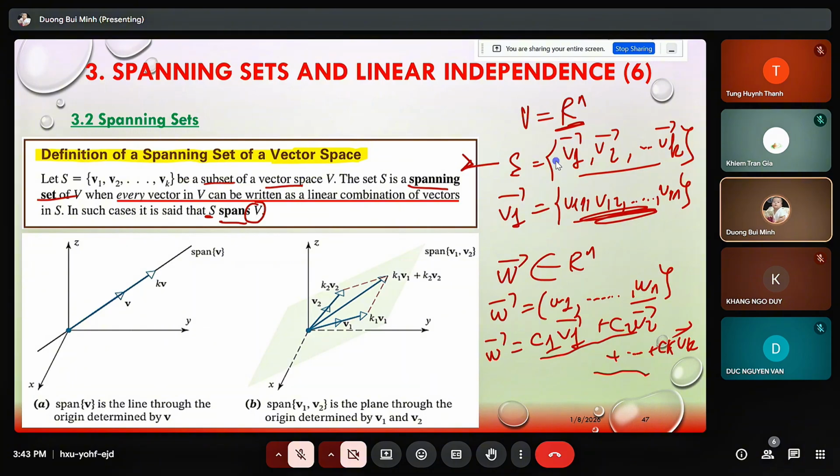So the first sentence: the subspace is a spanning set. Yes or no? Yes, of course. You will say yes, right? Okay. So is a spanning set a subspace? Yes or no? Sometimes. Okay, not always.